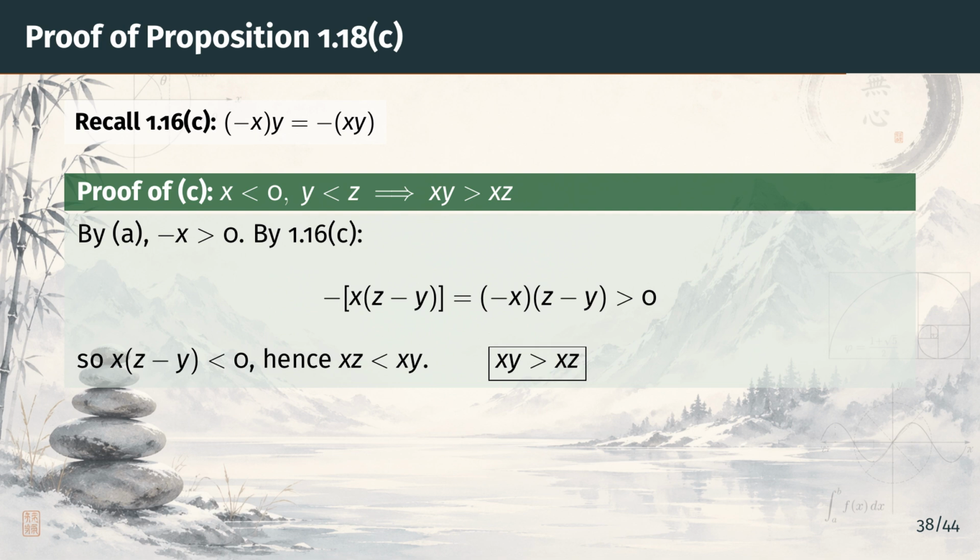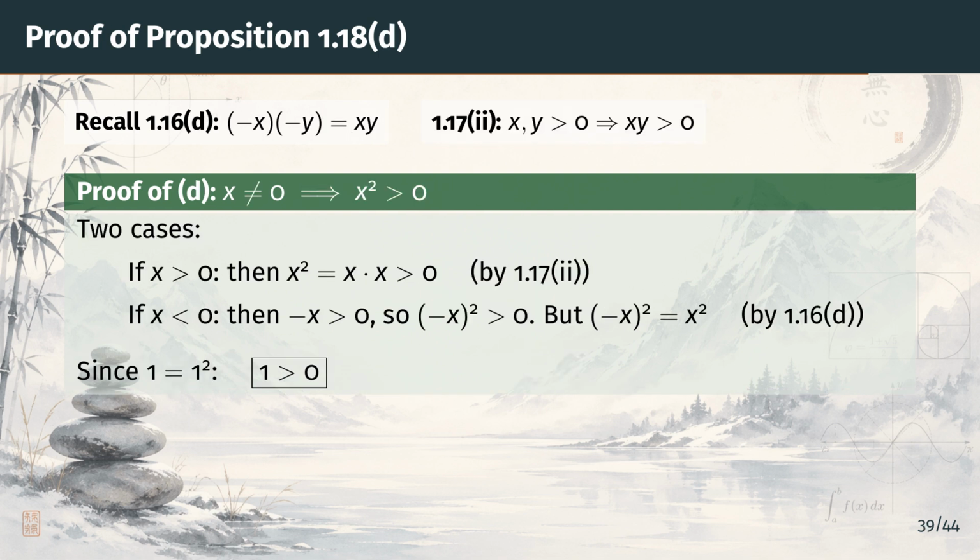Using the sign rule from Proposition 1.16 Part C, this means the negative of x times (z minus y) is positive. So x times (z minus y) is negative, meaning xz is less than xy. The inequality is reversed. Now let's prove the result about squares.